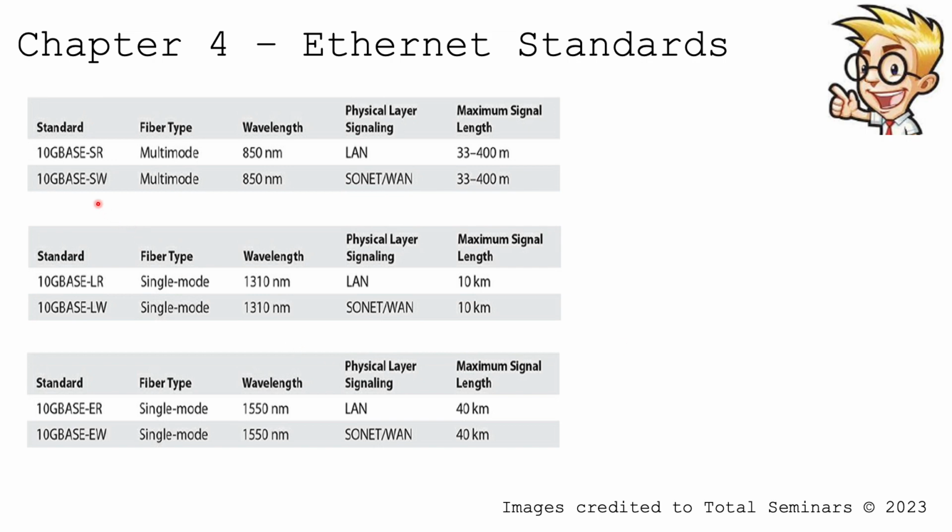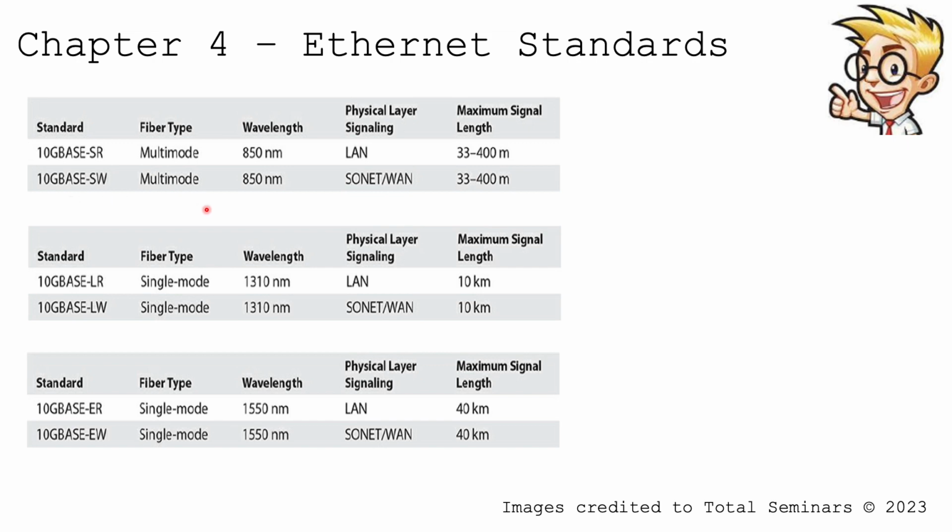So you can see SW for the SONET over WAN, or if you're just inside your local area network, you can use SR. So take a look that these end with R and these end with W. Remember that for your test, it'll be useful. So we can take a look at the different standards here.